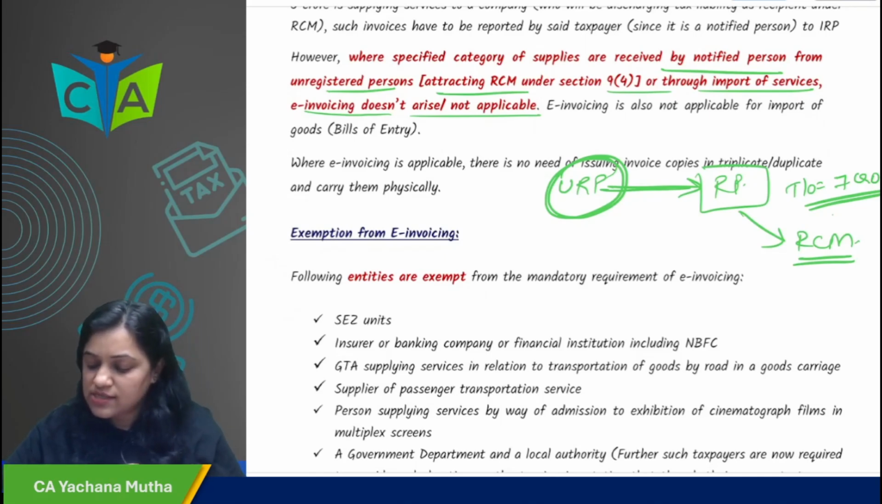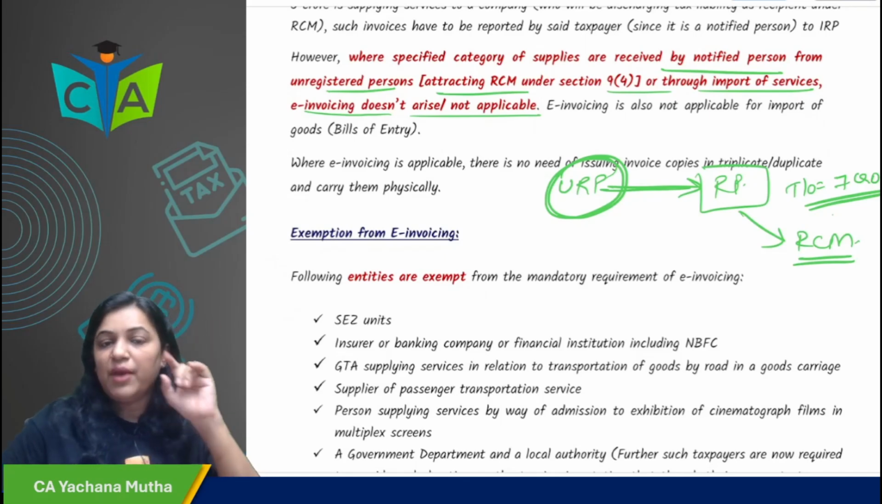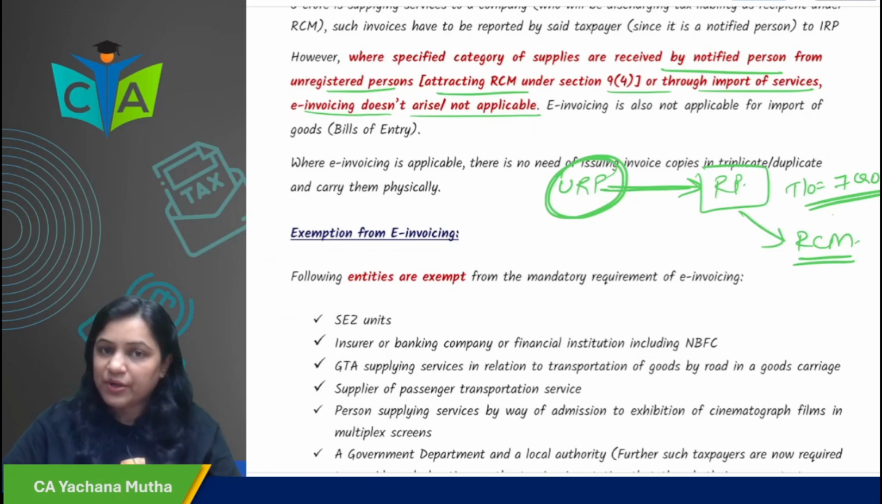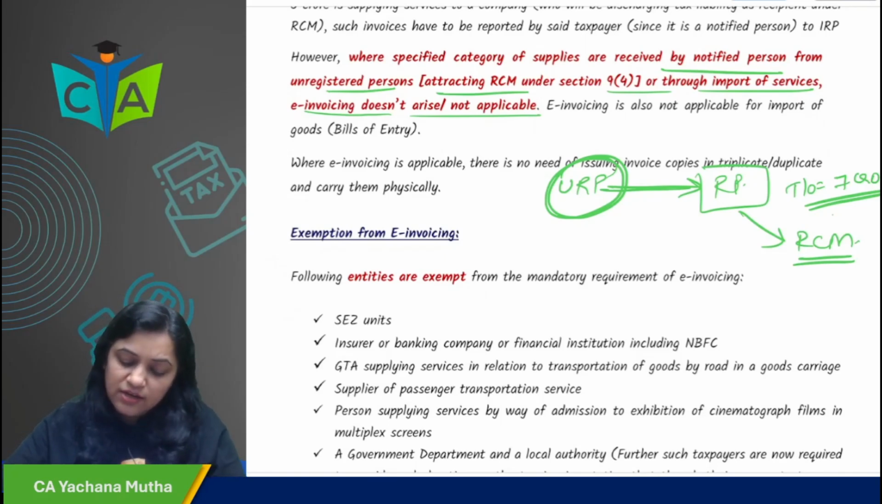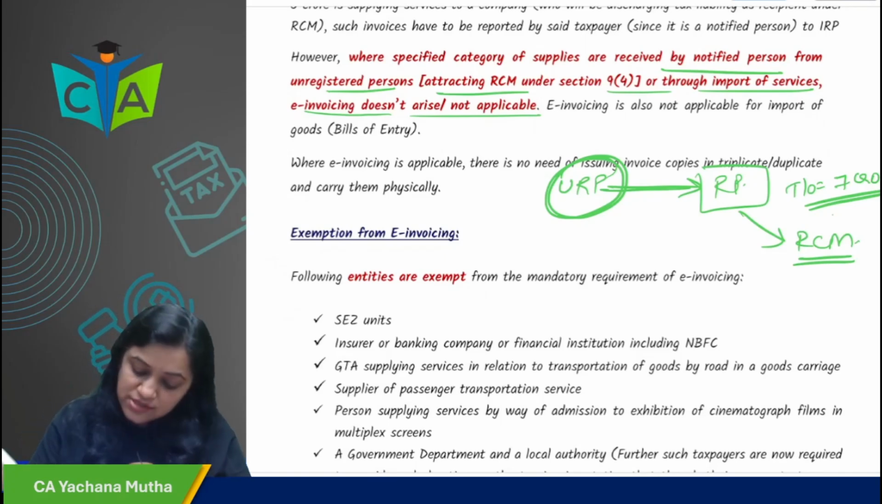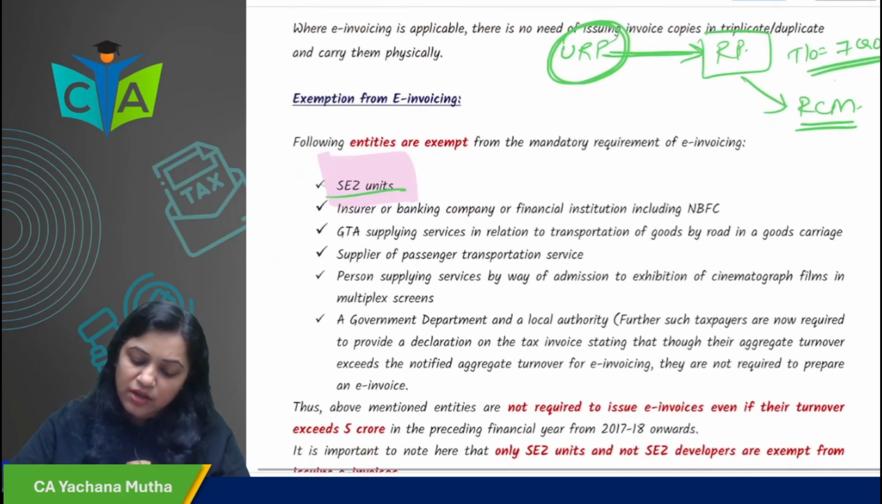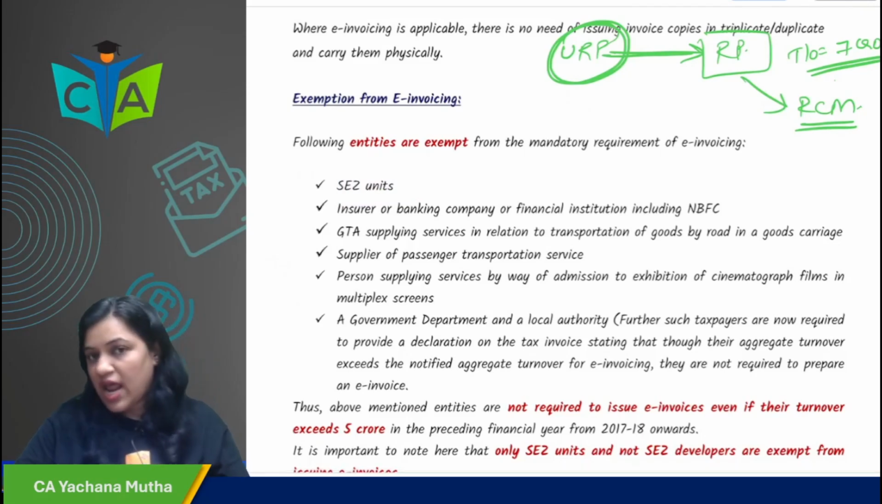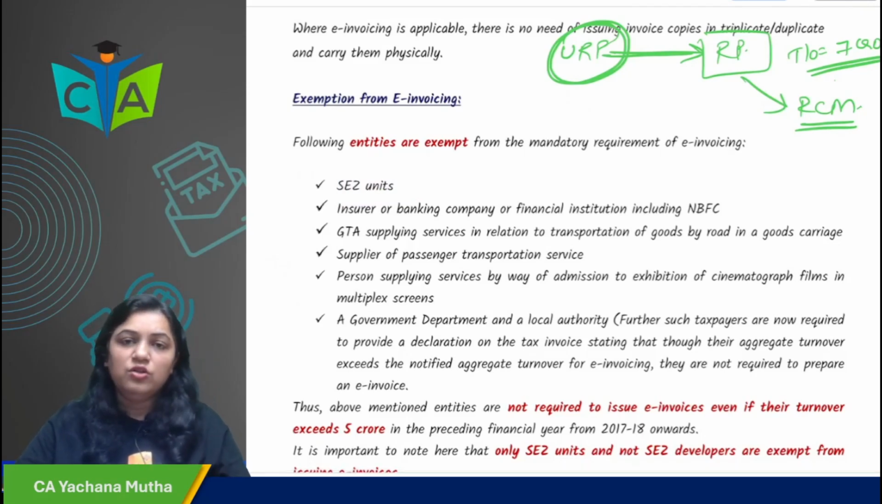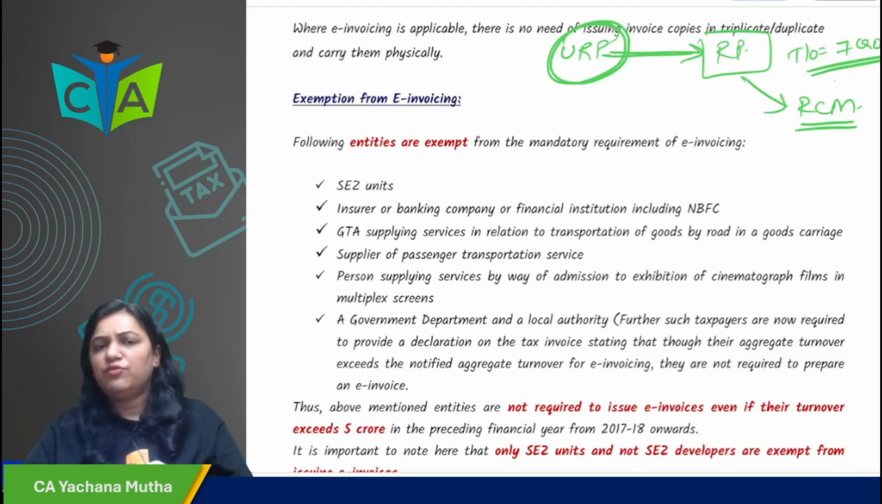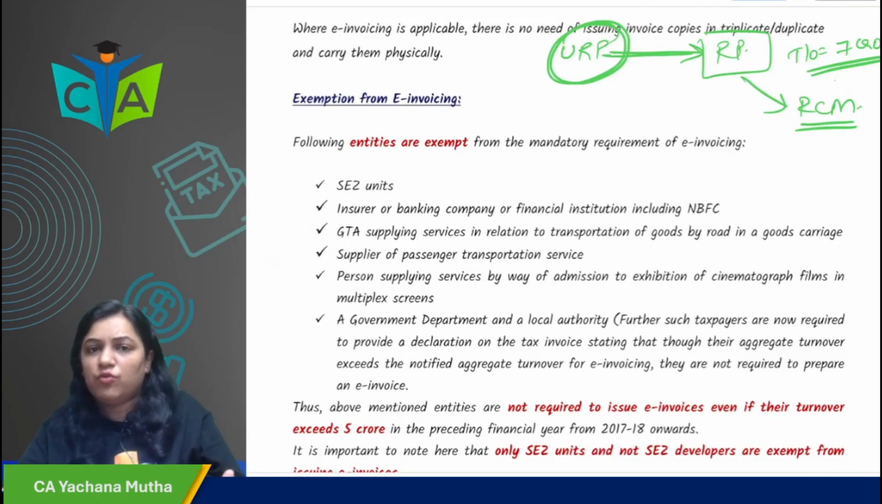First is SEZ unit or developer. SEZ unit, not developer. Mind my words, SEZ unit and not developer. So these entities are exempt from e-invoicing. First is SEZ unit. SEZ unit is not required to issue e-invoice even if their aggregate turnover exceeds 5 crore. Those whose aggregate turnover is less than 5 crore anyway are not required to issue e-invoice.